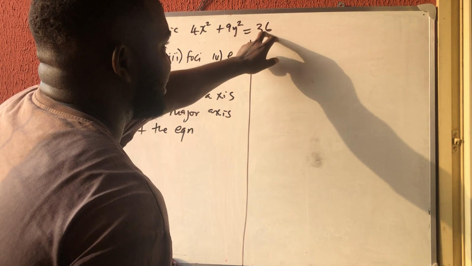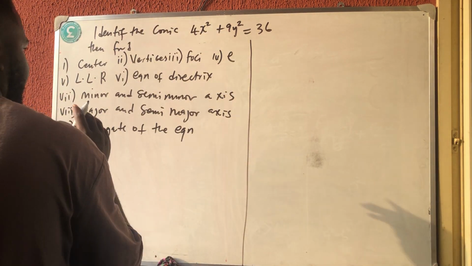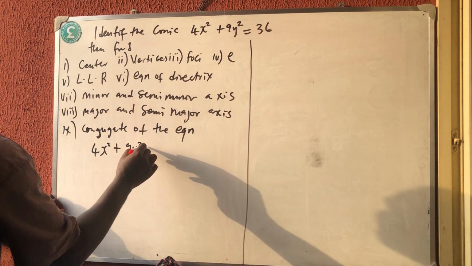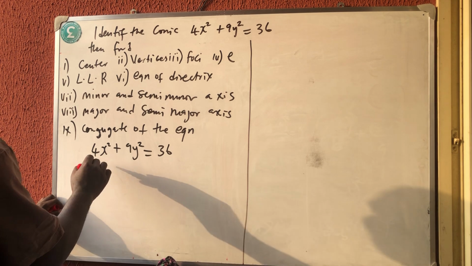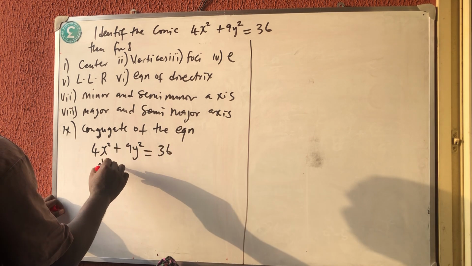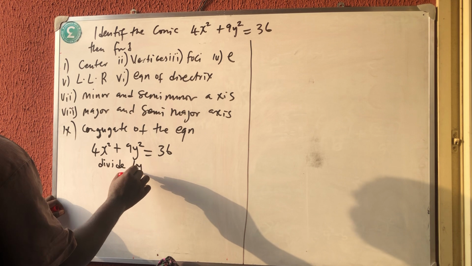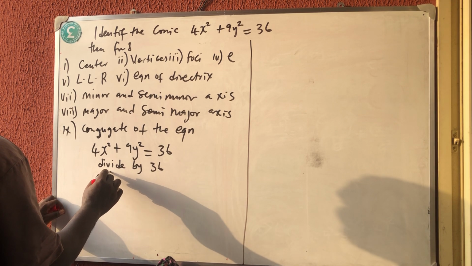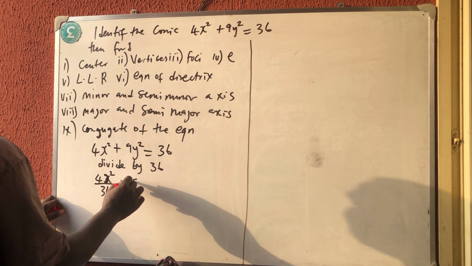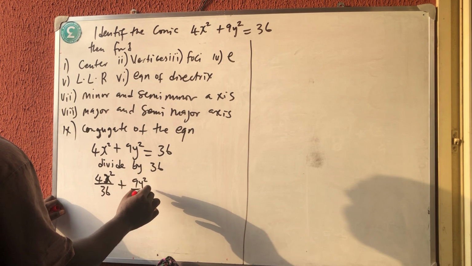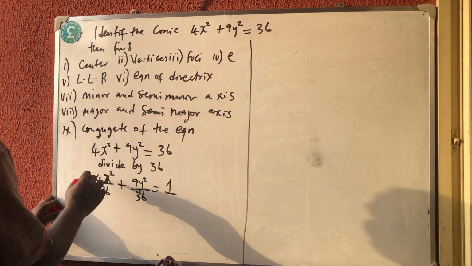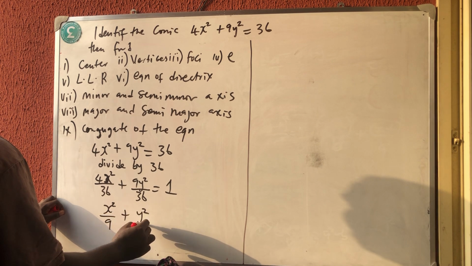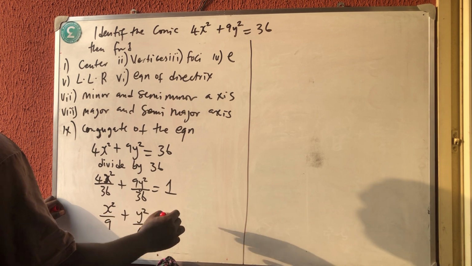So let's divide everybody by this, because it must be equal to 1. That is the first step. So you have 4x squared plus 9y squared is equal to 36. So divide by 36, so that here must be equal to 1. Divide by 36 to have 4x squared over 36 plus 9y squared over 36 is equal to 1. So what do we have now? If you divide this, you have x squared over 9 plus y squared over 4 is equal to 1. Are you getting that?